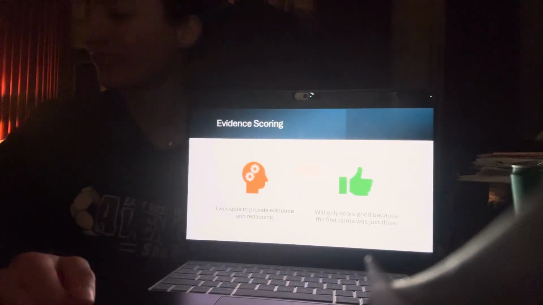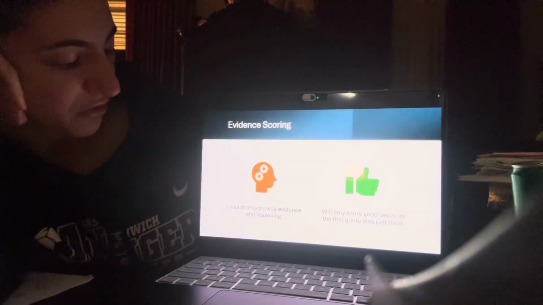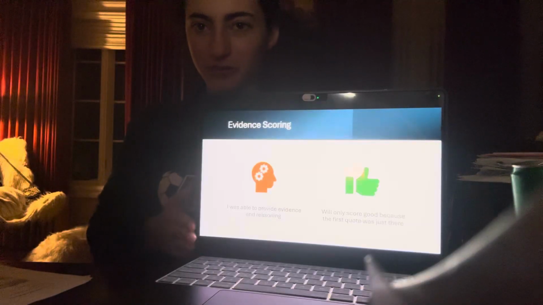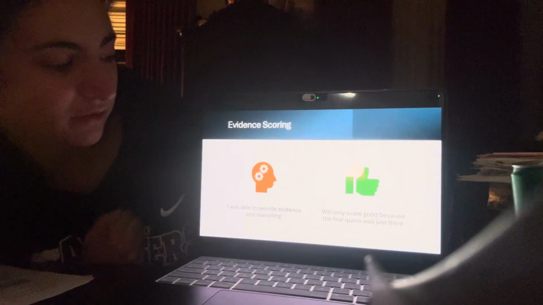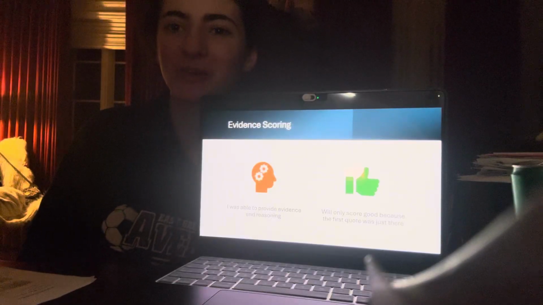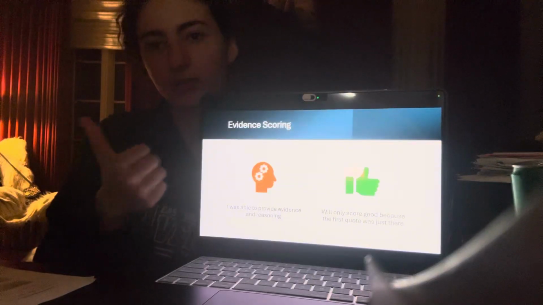Scoring. By the way, this is the scoring that I've been using. So I was able to provide reasoning behind the second and third quotes, which is good. I'm only going to give it a good because the first quote was kind of just proving something. I didn't explain it that well. I feel like I could have definitely incorporated that one better, but because of that, I'm just going to give it good.